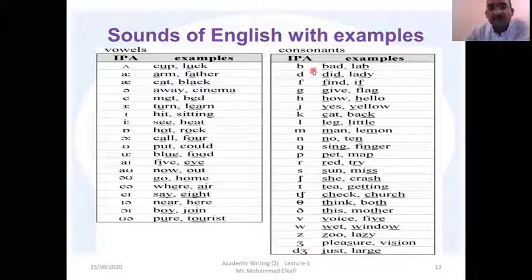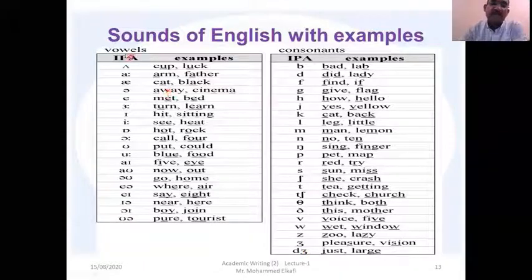So let's repeat the consonants. Ba, da, fa, ga, ha, ya, ka, la, ma, na, ang, pa, ra, sa, sha, ta, cha, ta, th, the, wa, z, zh, and j.